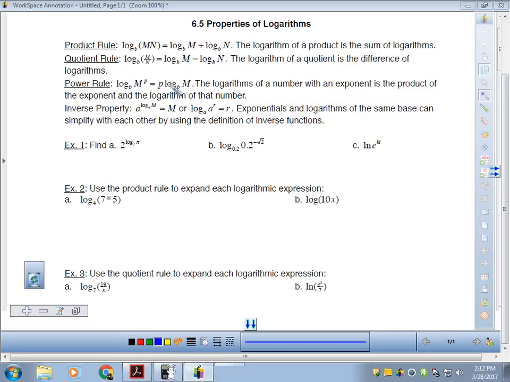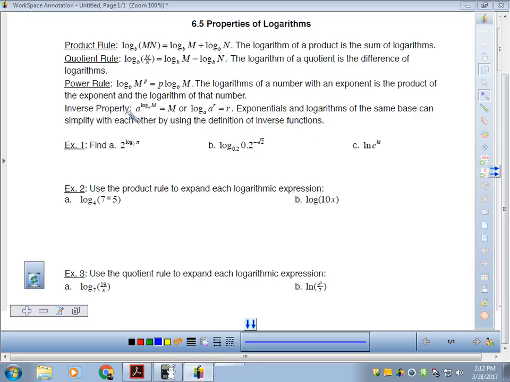Now, these three can also all be read in reverse, meaning if you have a number in front of a log, you can actually move it back as an exponent. Or if you have the subtraction of two logs, you can combine them together into one log that just has division in it. Or if you have two logs being added, then you can combine them together into one log that has multiplication in it. So you can read them either way, from this to this or from this to this.